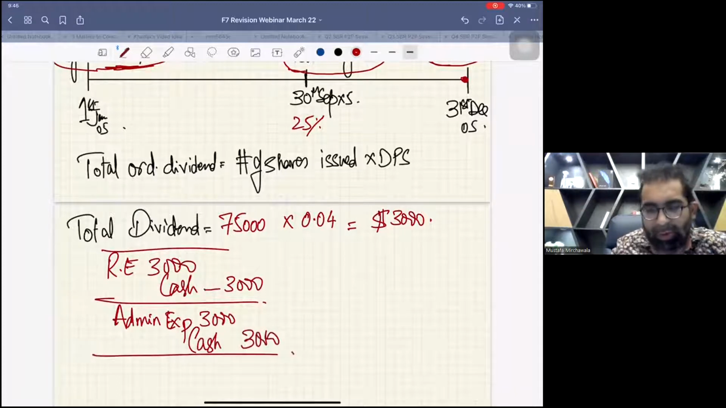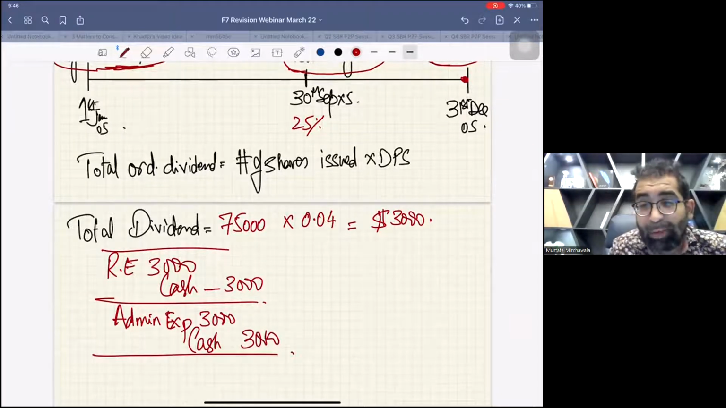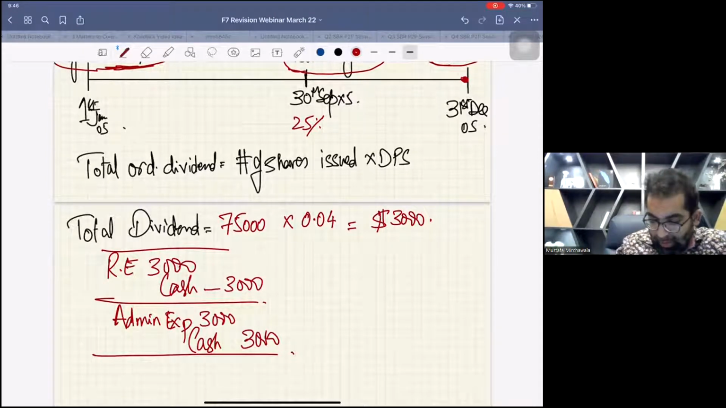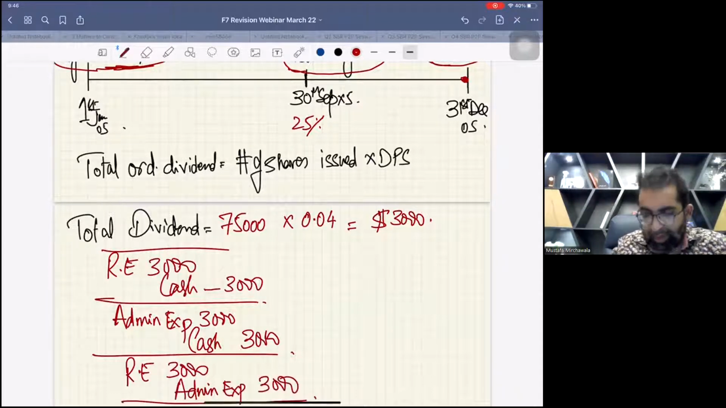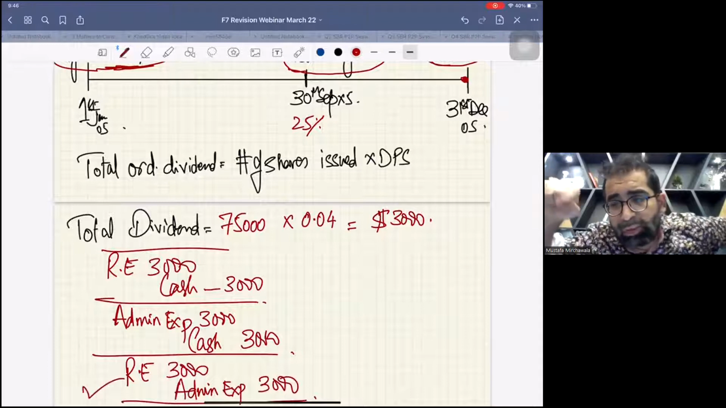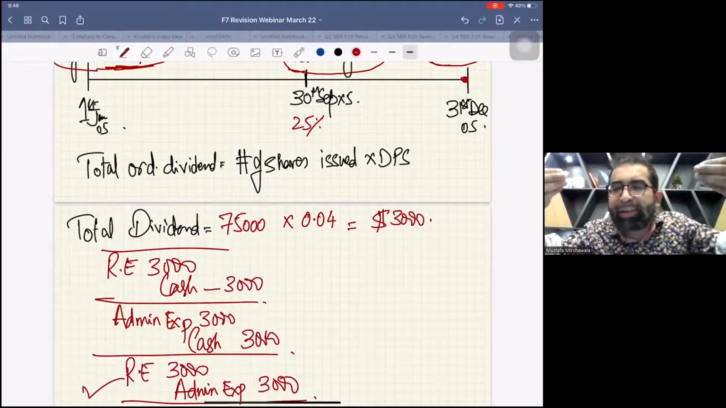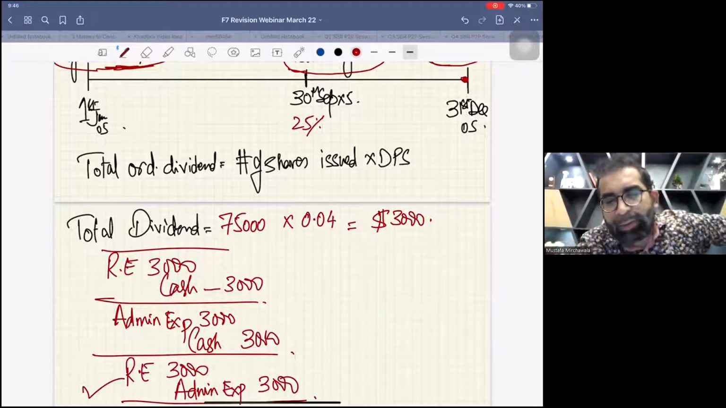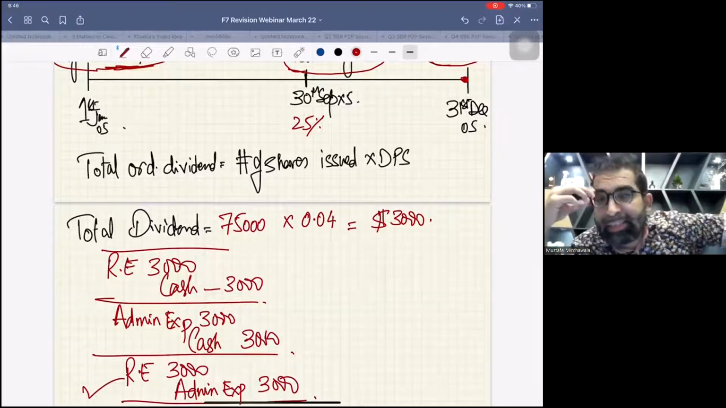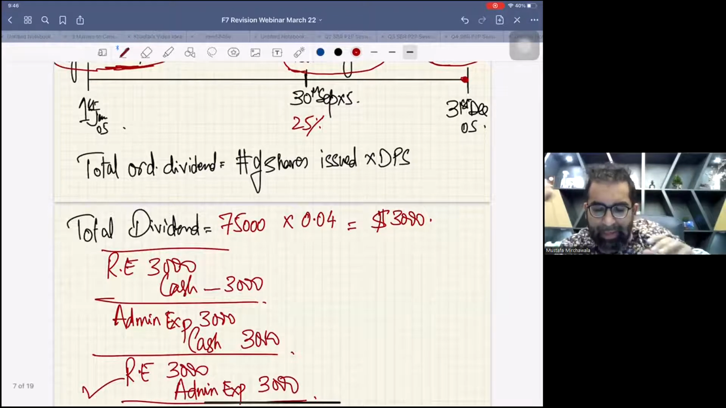Can anybody tell me what will be the third entry? Now you guys are old enough to make this. Retained earnings debit 3,000 and admin expense credit. That's it. Retained earnings debit means this should be deducted from SOCIE. Ordinary dividends are deducted from SOCIE, first thing. And also, please correct the admin expense.